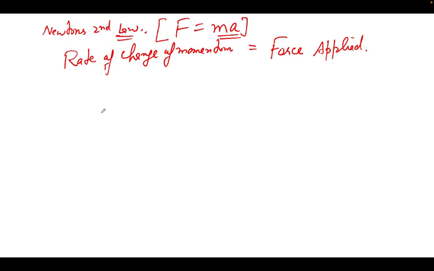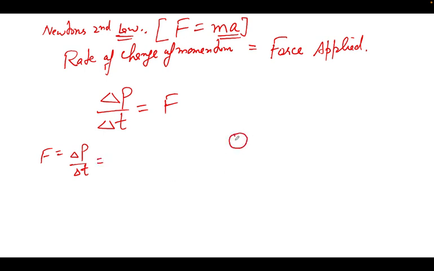So what is rate of change of momentum? That is delta P over delta T, which is equal to the force applied. So how can we derive this equation of Newton's second law of motion? If we write F, which is delta P over delta T, what does it mean?